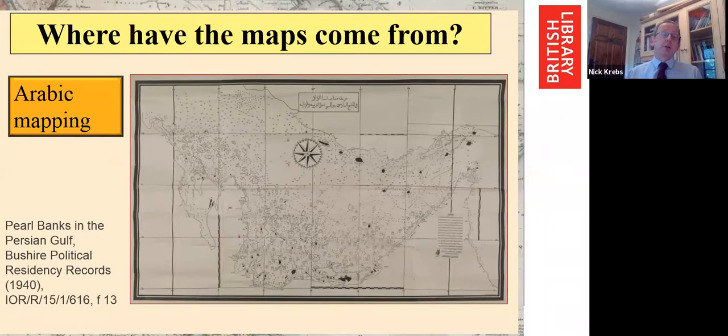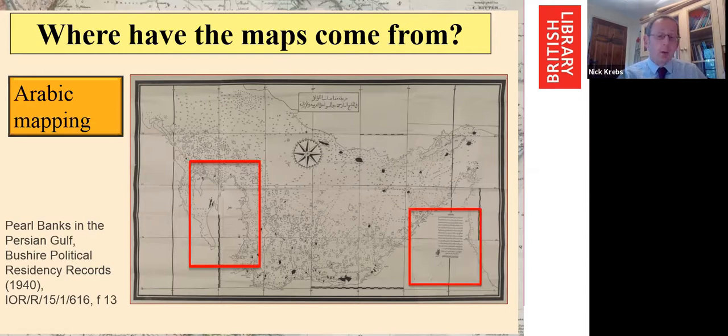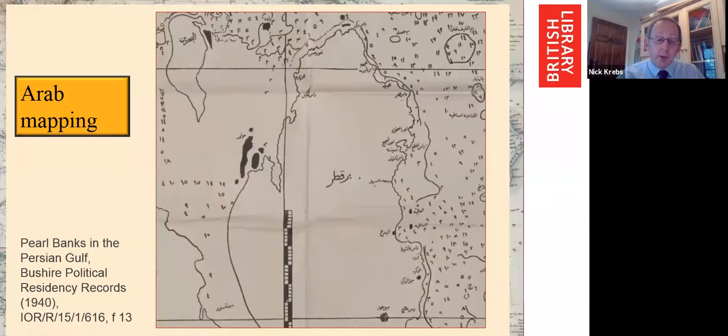We also have some native Arabic mapping. This particular sheet shows the pearl banks in the Persian Gulf, from the Bushire Political Residency Records, 1940. I'd like to zoom into a couple of areas on this map. The first one is the Qatar Peninsula itself.